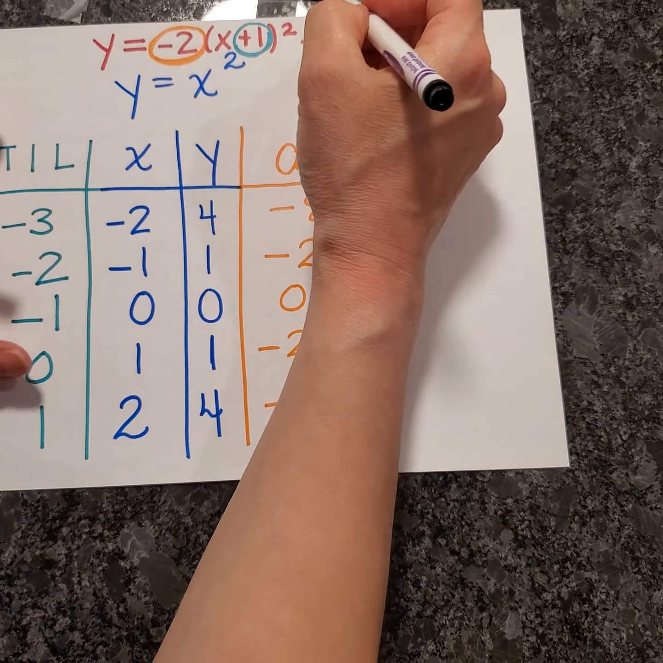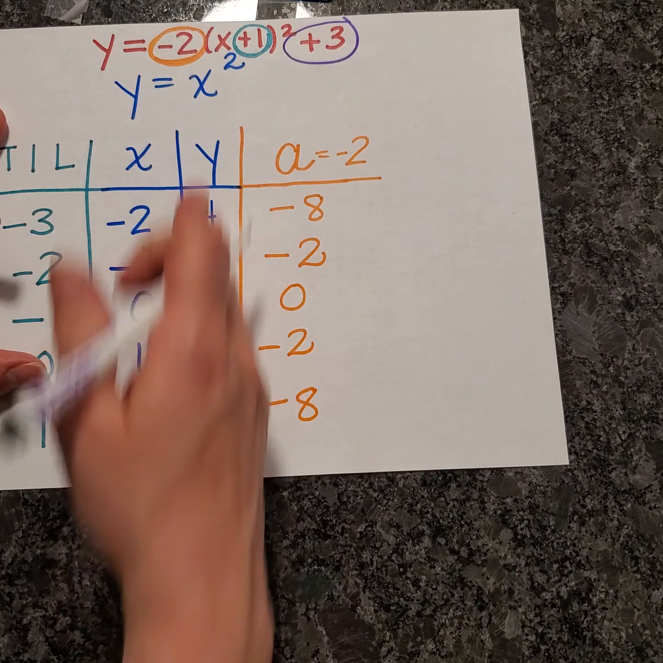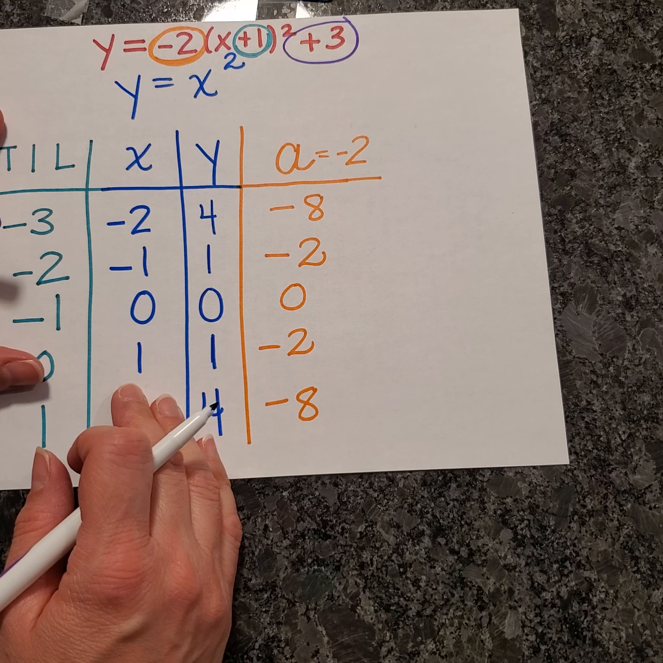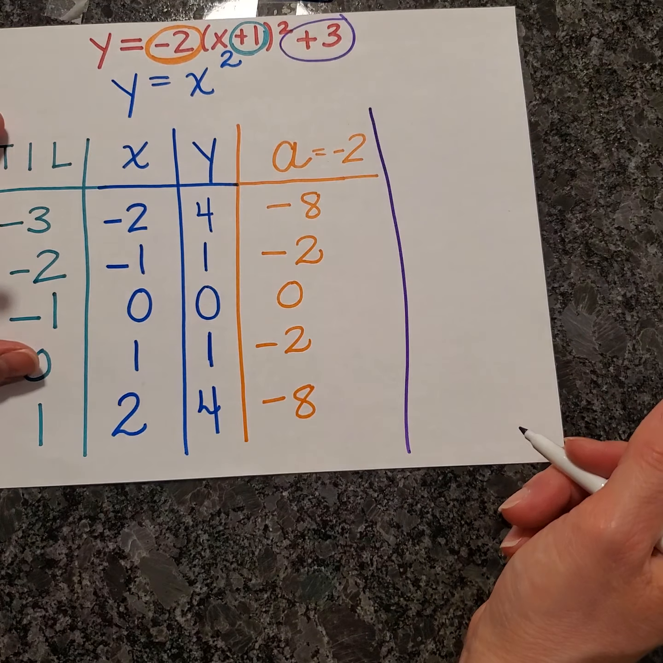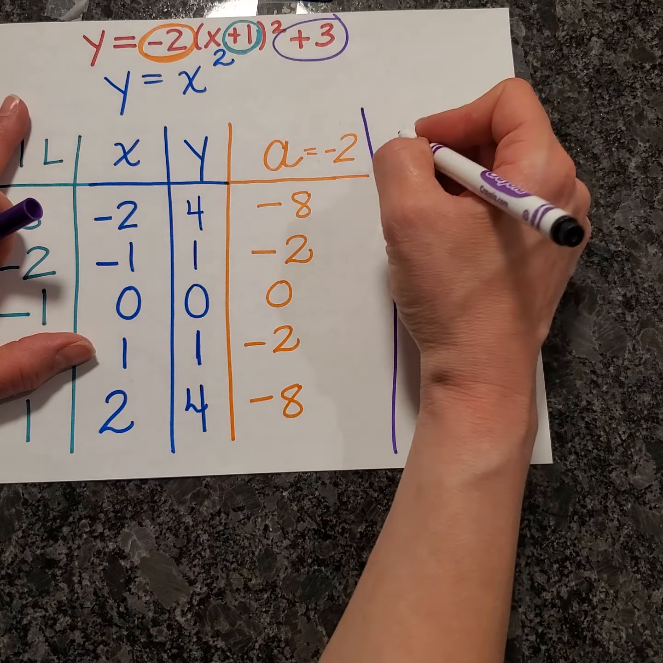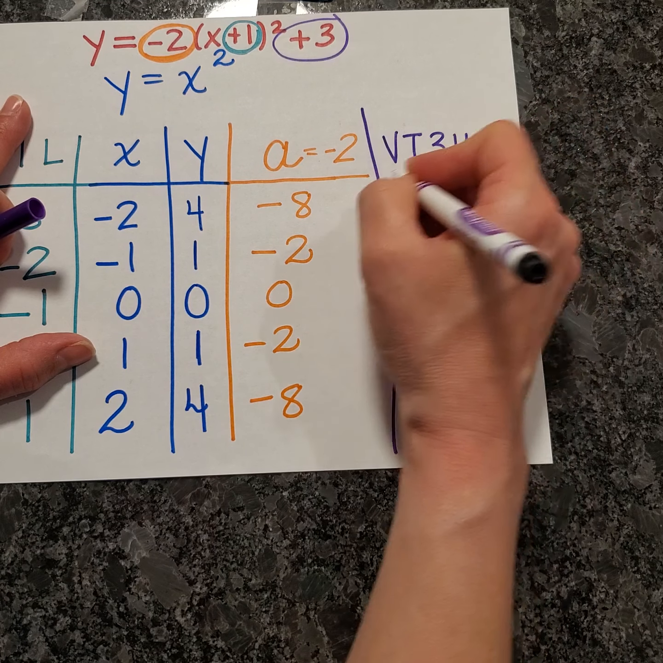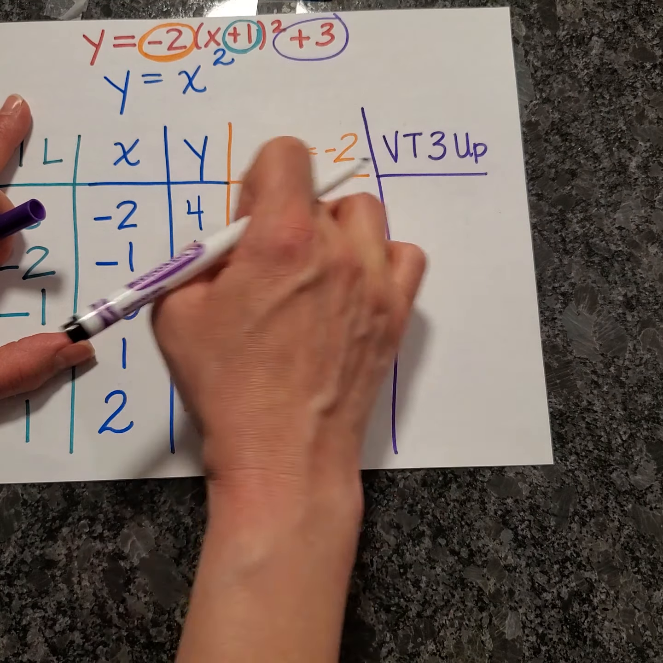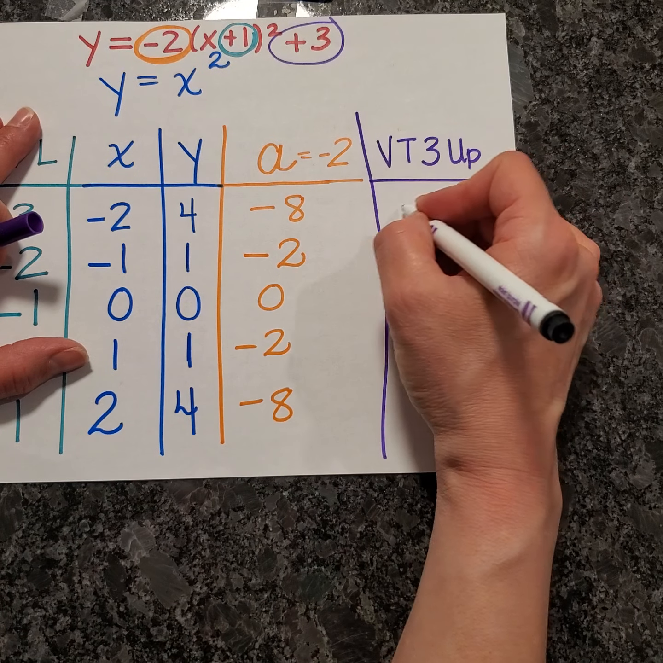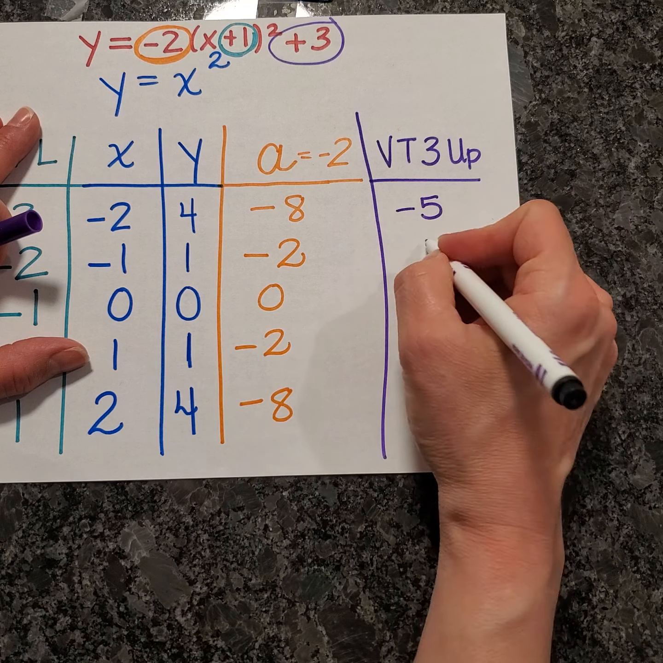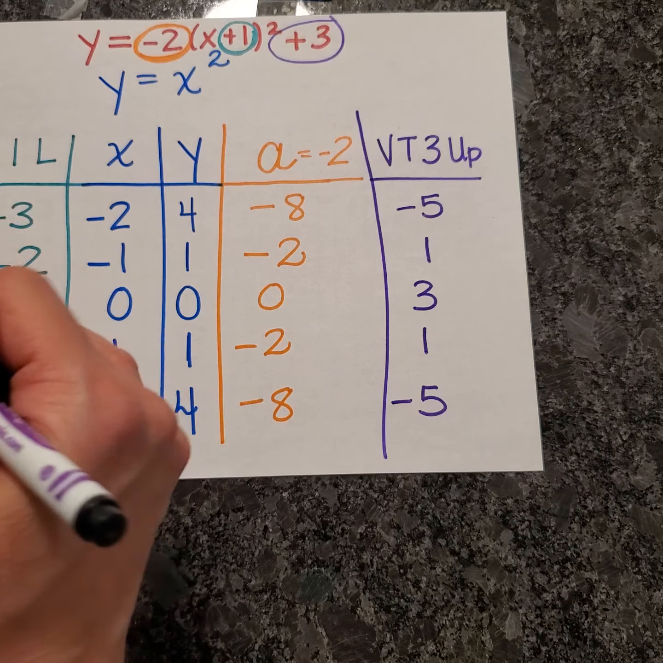Okay. So when we translate a parabola vertically up and down, we're not impacting its x coordinates. We're only impacting its y coordinates. So this is a vertical translation 3 units up. I'm going to take these existing y values and shift them up 3 units. So if I add 3 to this, I get -5, 1, 3, 1, -5.